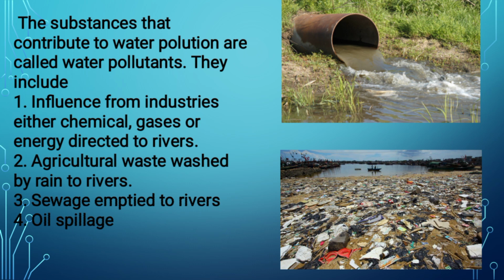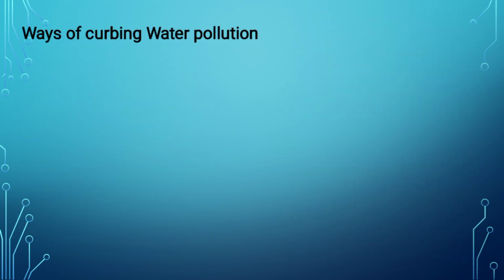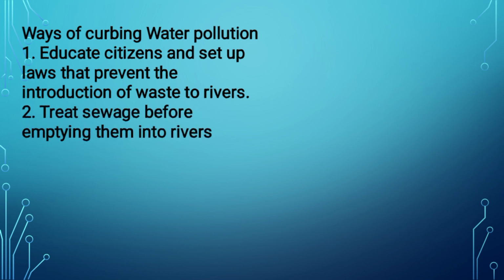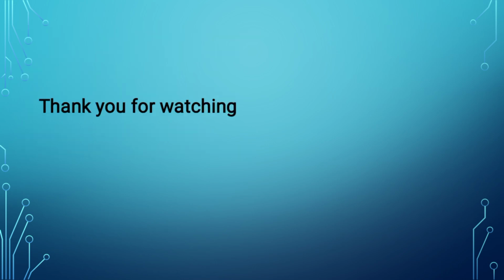It is not good. So how can we reduce this water pollution from happening in our environment? What are we going to do? Educate citizens and set up laws that prevent the introduction of waste to rivers, and treat sewage before emptying it into rivers. Use detergent on oil spillage.